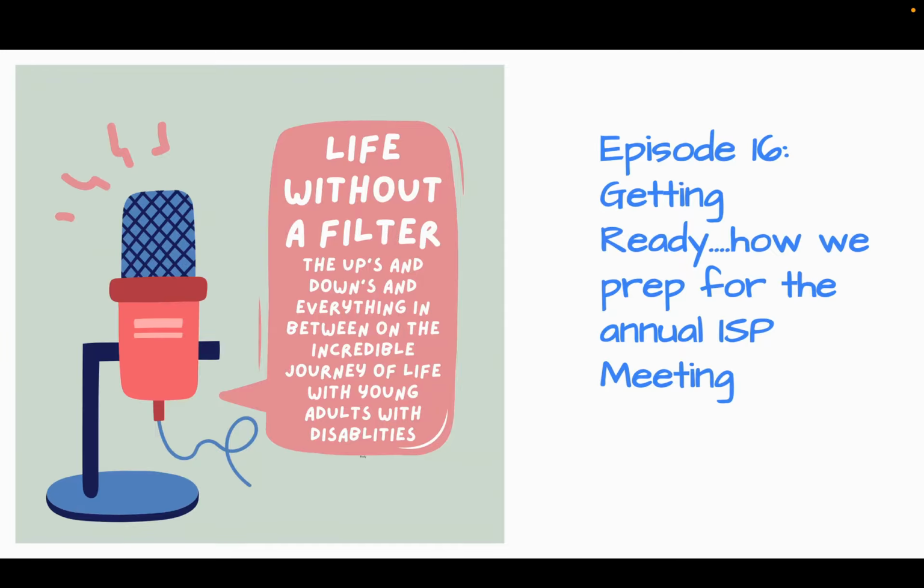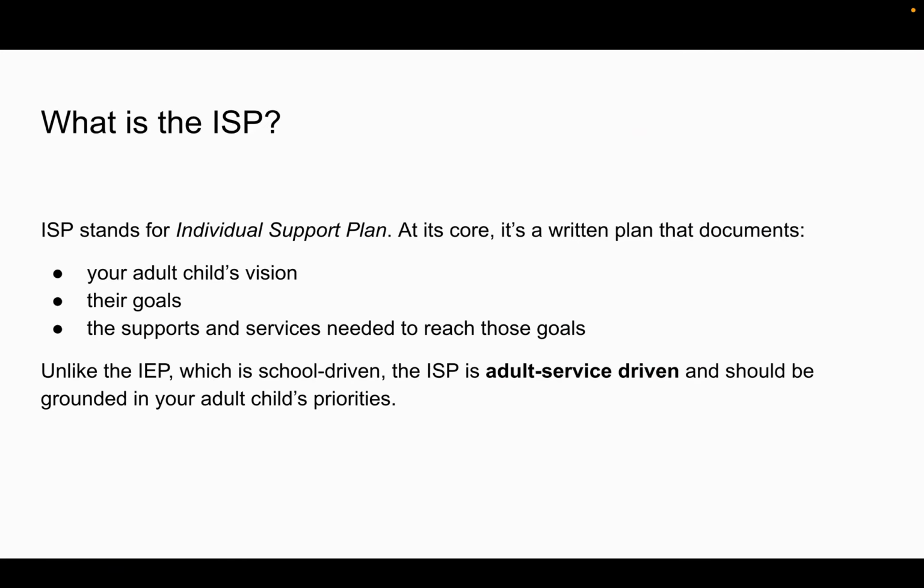Let's start at the beginning. What is the ISP? ISP stands for Individual Support Plan. At its core, it's a written plan that documents your adult child's vision, their goals, and the supports and services needed to reach those goals. Unlike the IEP, which is school-driven, the ISP is adult service-driven and should be grounded in your adult child's priorities.